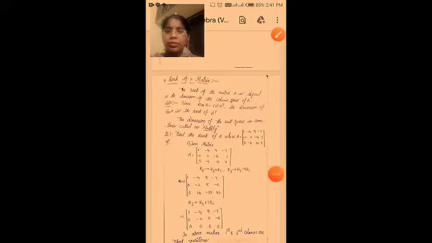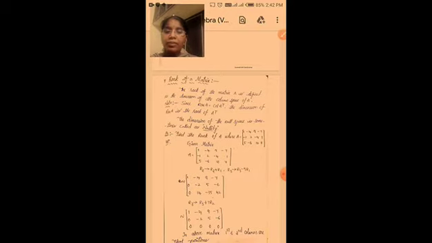Hello students. Today's topic is, first of all, the rank of a matrix. What is the definition of the rank of a matrix? Here, the rank of the matrix A is defined as the dimension of the column space of A.